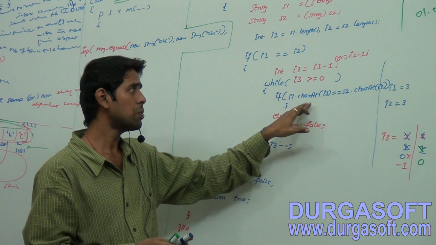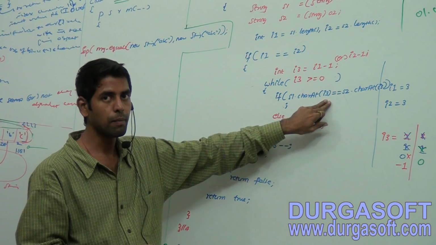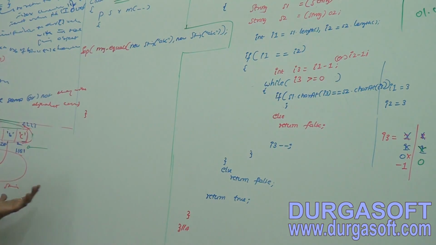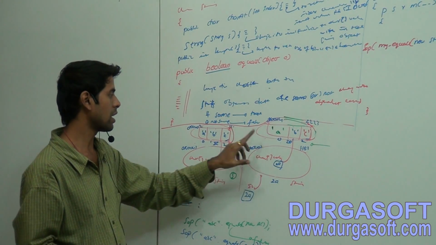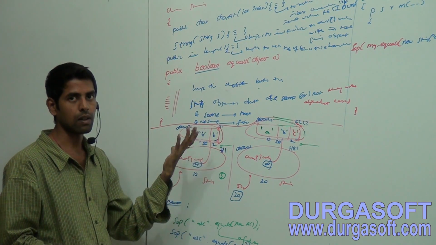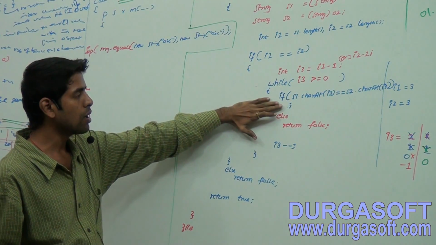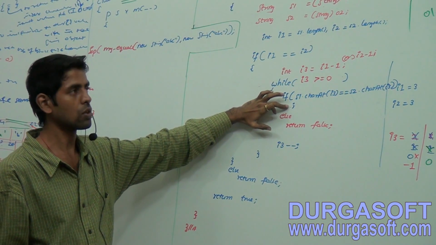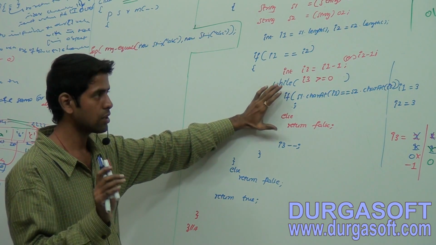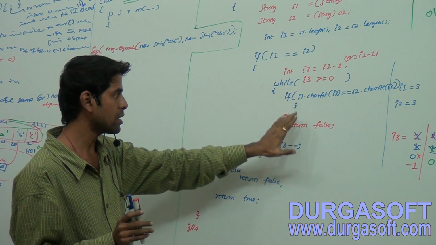Now S1 dot charAt of I3 is what? A, right? And S2 dot charAt of I3 is what? A. Both are equal. Fine, no issues. Now this if block null statement will execute. This else will not get executed. It will come out of this else block.